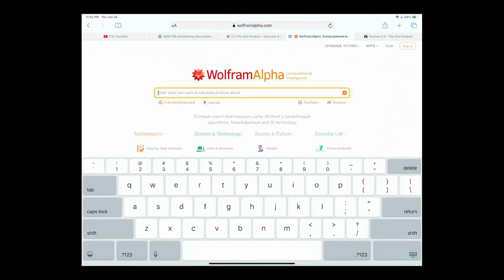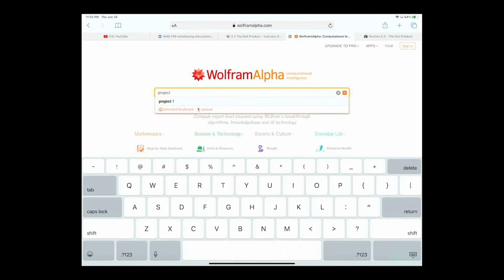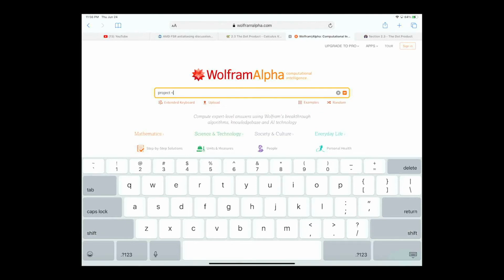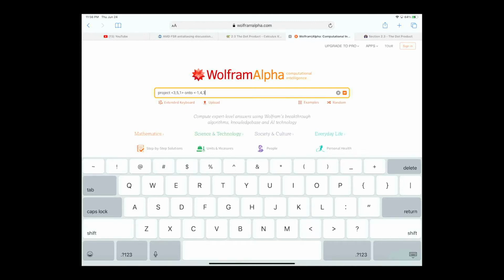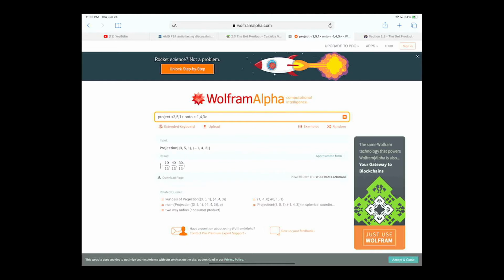What are we trying to do? So we want to project, what are we trying to project? 3, 5, 1 onto negative 1, 4, 3. Now, I don't know if this is going to work. We're going to find out. It might not even like our vector notation. All right, yeah, there you go.